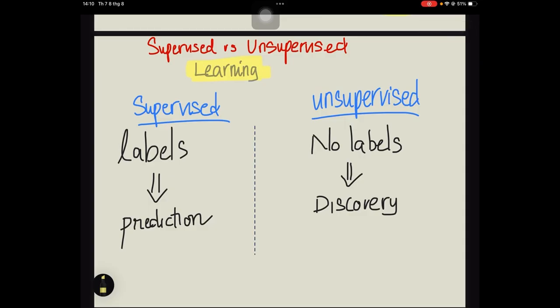Do we already know the correct answer? If yes, it's supervised learning. If no, it's unsupervised learning. Supervised learning predicts and unsupervised learning explores. One answers questions, the other discovers questions worth asking.